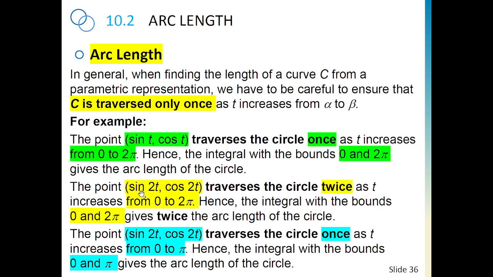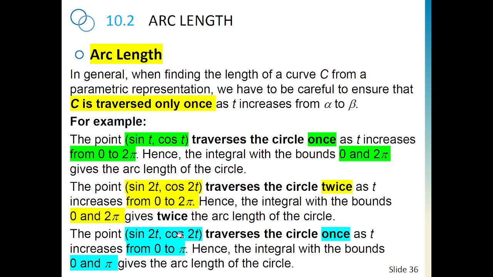However, if we use a different formula, sine 2t and cosine 2t, now if we let our parameter run from 0 up to 2 pi, we will traverse the circle twice. So you have frequency here. So you're running around the circle twice. So that would be a problem, because now we have the length that represents actually twice the arc length. So it's twice the parameter. So we need to be careful.